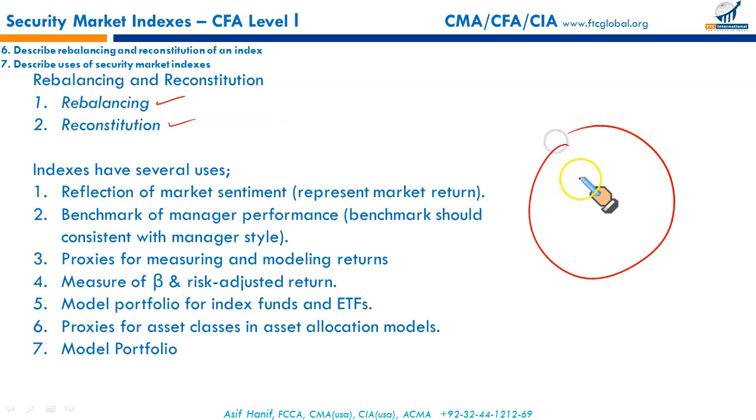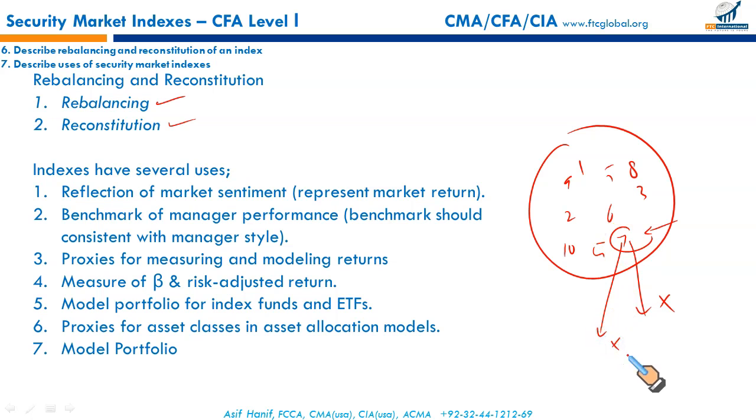Let's say your index has 10 different securities, 1, 2, 3, 4, 5, 6, 7, 8, 9, and 10, let's say. Reconstitution means that certain securities do not fit in the index. Why? Because maybe they have lost the criteria which we use to select a particular security. Maybe the company has been delisted. Maybe this company has gone bankrupt. Or this firm might have merged with another firm. So when such a change occurs, delisting, bankruptcy, mergers, such securities are required to be excluded and new ones that meet the criteria need to be added.